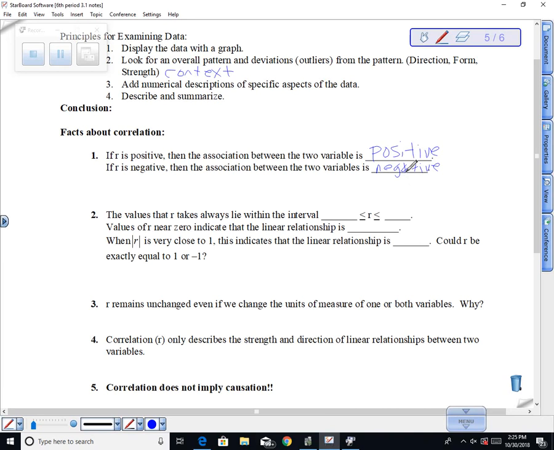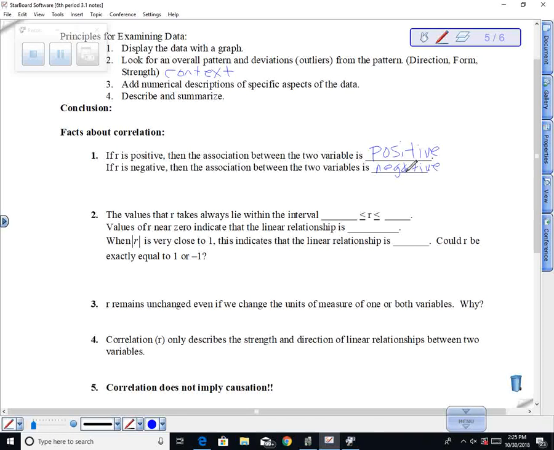Now, if R is positive, what we're really saying is that the slope has to be positive, right? But the slope and R are not measuring the same thing. Slope is measuring how steep the line is, but R is measuring how close to the line the points fall, how linear the points are. So it's measuring the linearity. That is not what the slope is doing. The slope is telling the steepness of the line.